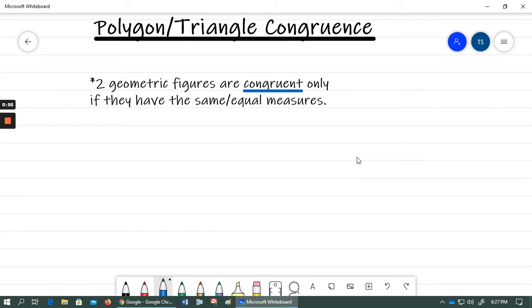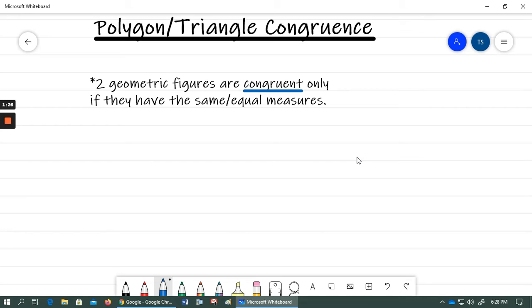This is just the basic concept of what congruency is. Two geometric figures are congruent only if they have the same or equal measures. So guys, we've talked some about congruency before, and when we did, we mentioned that when we say the word congruent, we mean that those geometric figures have the same or equal measures.